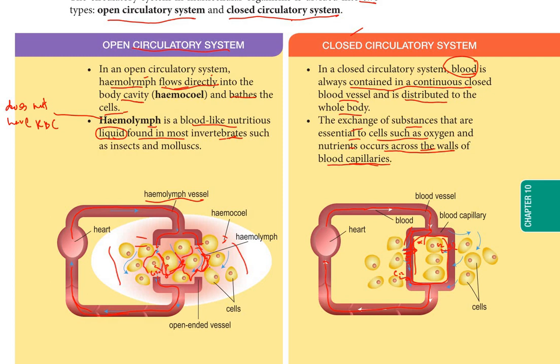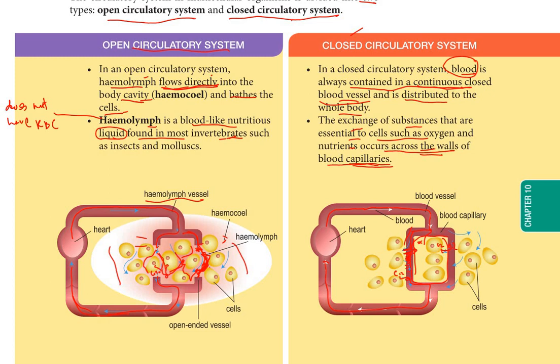For open, the hemolymph will flow directly into the body cavity and bathe the cells here. So it will flow directly, fill the space between the cells and so on, and bathe the cell like that. But for the closed, the blood will not flow into the cell. It must flow in the continuous closed blood vessel, meaning the blood will not flow around the cell. So the exchange of substances here occurs across the wall of blood capillaries.